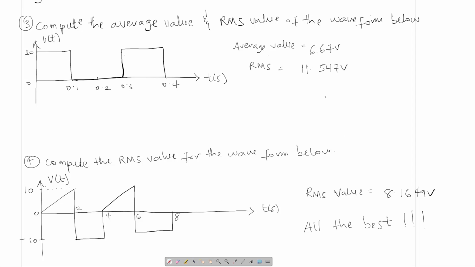Average value is the simplest. So let's say V average. If you want to find V average, it is just 1 over the period, integrating from 0 to T your function of t. There will be no squaring of the function and no square root. In other words, V average is the same as finding the area and dividing by the period, without any square root or squaring of the function or any other thing.